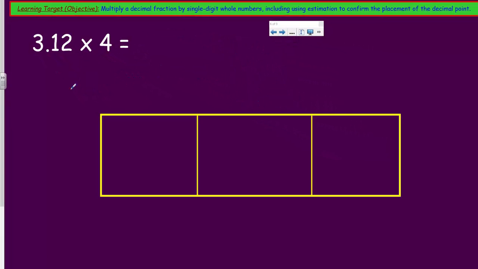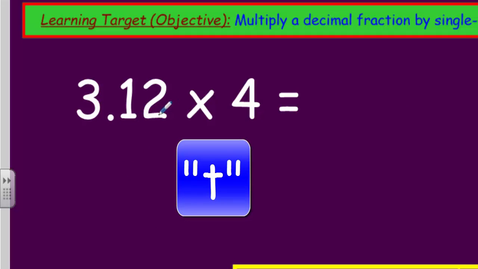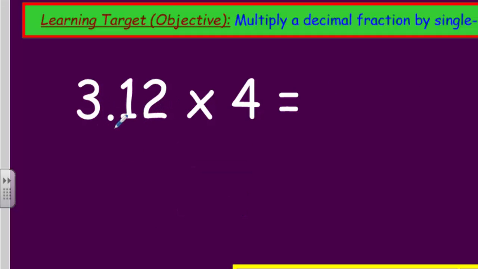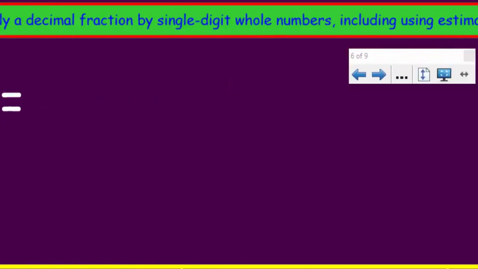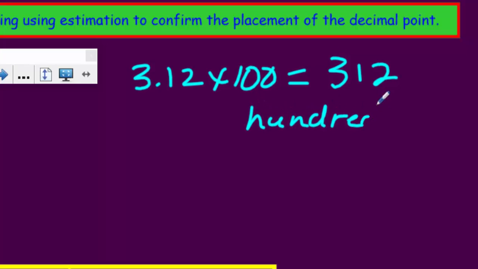Ooh, we have another one. 3 and 12 hundredths times 4. Well, for this one, let's go ahead and do an area model since we have one already sitting here in front of us. I don't know where you came from, but okay, that's good. You're here. All right, so let's do the same thing. Let's first get that decimal place out. Since we have hundredths here, we're going to need to multiply by 100 to move that decimal place, because by 10 would bring it here, by 100 would bring it there. So if we have 3.12 times 100, we're going to end up with 312. But remember, that's going to be hundredths, because we multiplied by 100.